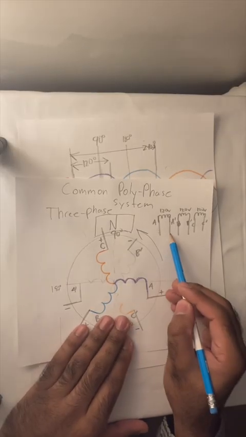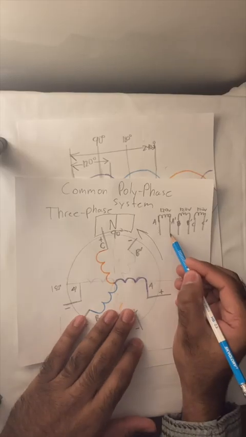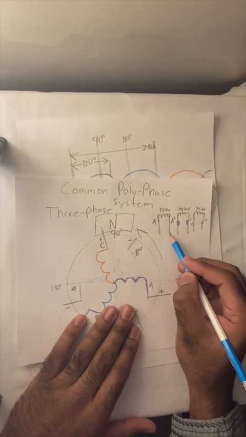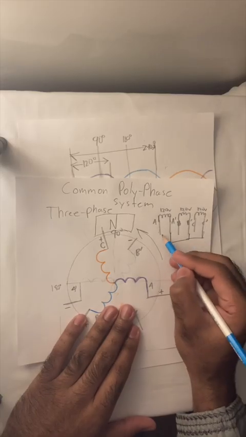Now, with this situation, these would feed independent circuits. However, what is done is these can be joined, which make a neutral point.